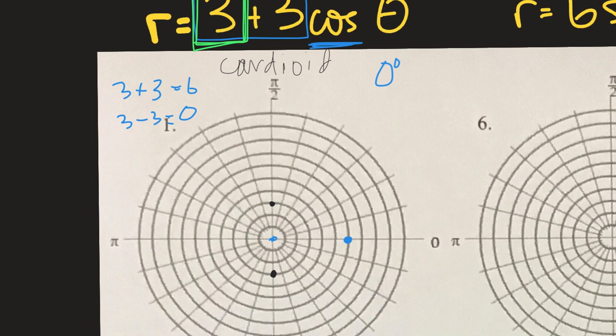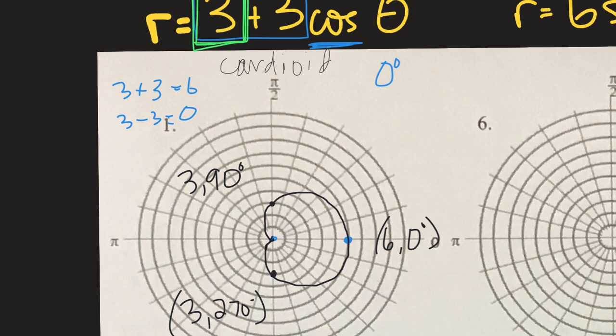Okay, so here are these points. This is 6, 0 degrees. This point is 3, 90 degrees. This one is 3, 270. And then, of course, we have 0, 0. So you want to make it look as roundish as you possibly can, with the dimple exactly at the origin. So there's your first cardioid. It looks like that.